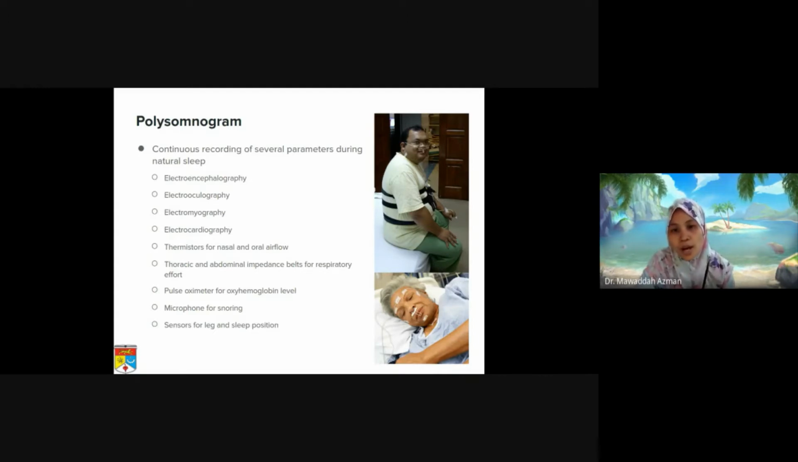So with a wide array of parameters, even in a full sleep study, you can have all these parameters being recorded.